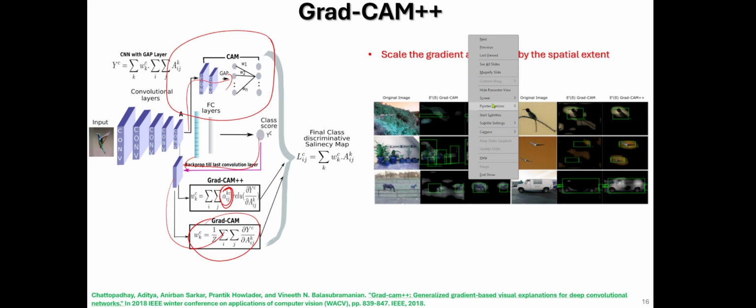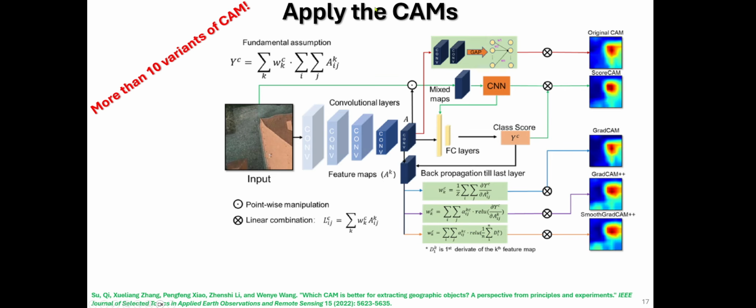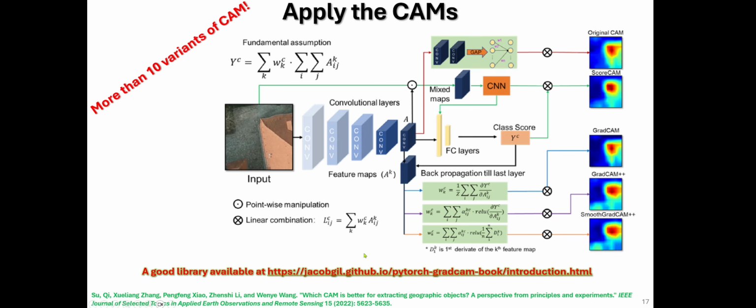So let me clear off and go to the final slide. So you can apply the CAMs. There are 10 variants of CAM which are listed here. This paper has all the details. You can do the self study, and you don't need to code everything from scratch. There is a beautiful library which has all these CAMs built in, and you can use that to generate your own CAMs like this. One interesting CAM which I didn't explain is the Score-CAM, and you can actually take a look at it on your own.